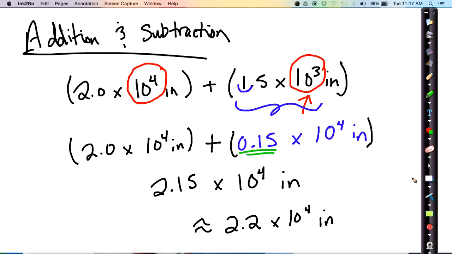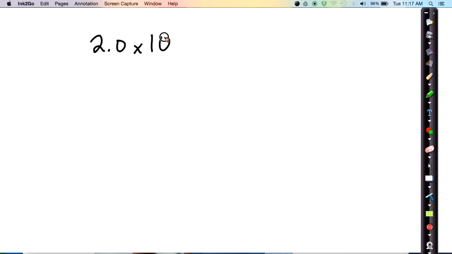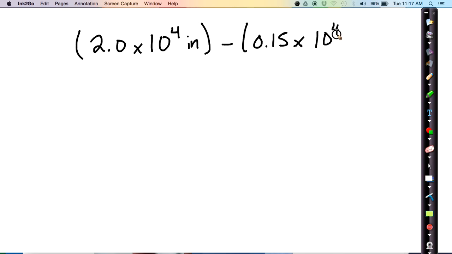Now, if instead we're going to subtract numbers, it's really pretty similar. We need to still ensure that our numbers to be subtracted do have the same exponent. So for instance, if we were going to have 2.0 times 10 to the fourth inches, and now we're going to subtract instead of adding 0.15 times 10 to the fourth inches. This is the same set of measurements from our previous calculation, except now we're subtracting.